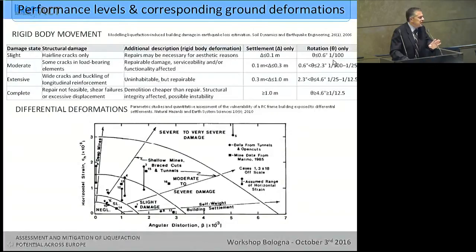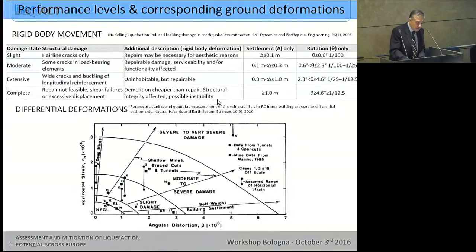We should be worried if we have more than 1 meter in settlement alone. We should be very, very worried if the rotation is between these 40.6. I don't know if this is 4.6, but that's the number that is there, or higher than this. All these will be extensive, moderate, and slight. But this is only what we found published on rigid body movements for these performance levels.